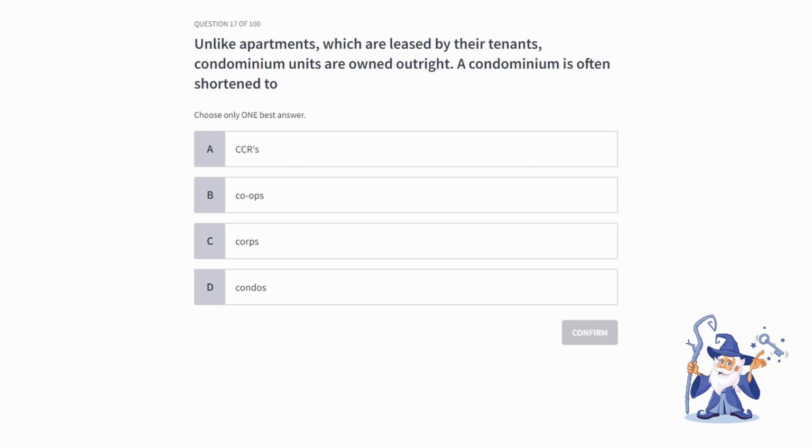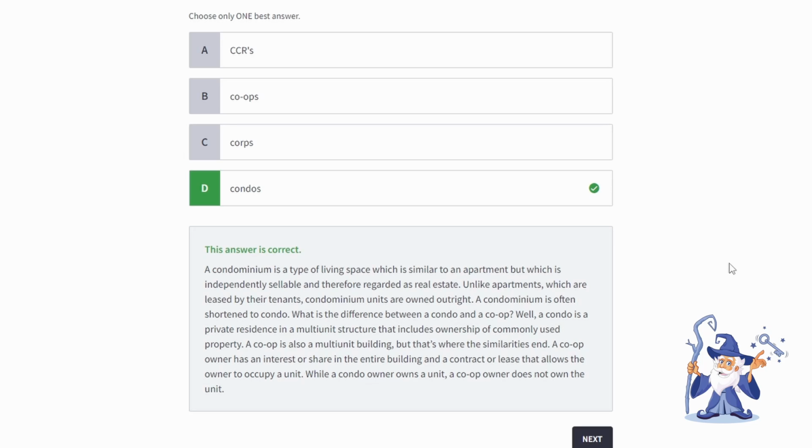Okay, this one's a pretty easy one. Obviously, condominium units are often shortened to condos. Now, a condominium is a type of living space which is similar to an apartment, but is independently sellable and therefore regarded as real estate. Unlike apartments, which are leased by tenants, condominium units are owned outright.